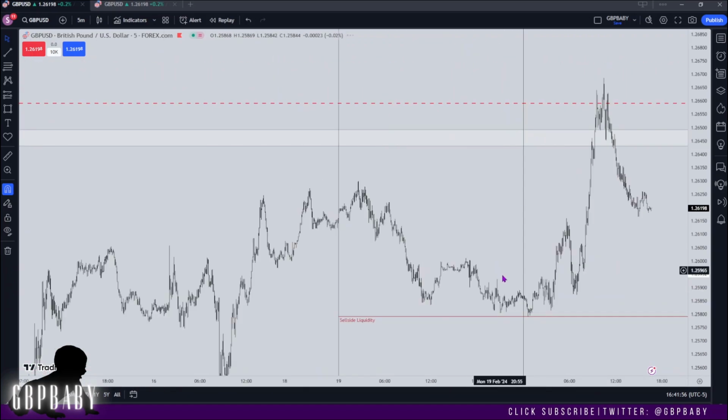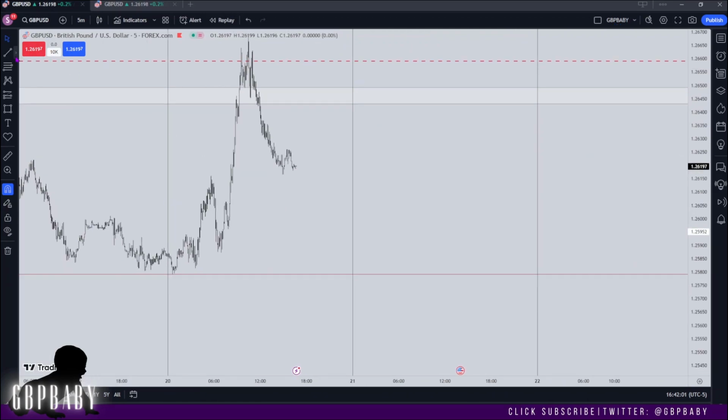And what you'll notice is there is a lot of consolidation down here. So price is going to need a lot of work to push down into that. And again, with high impact news such as FOMC minutes tomorrow at 8:30.